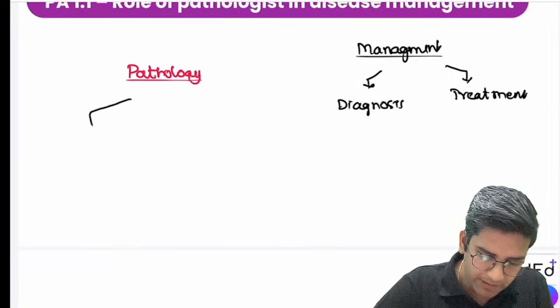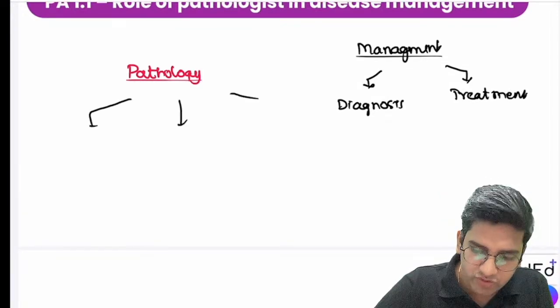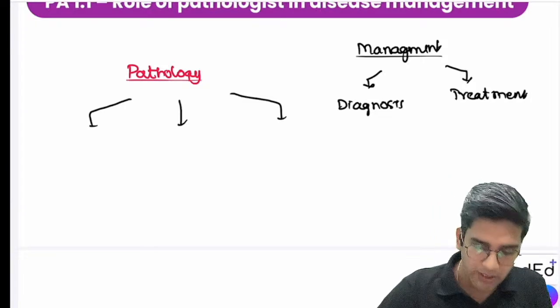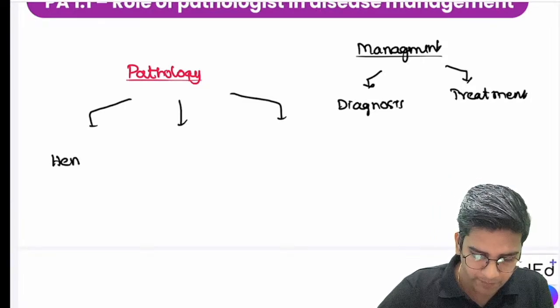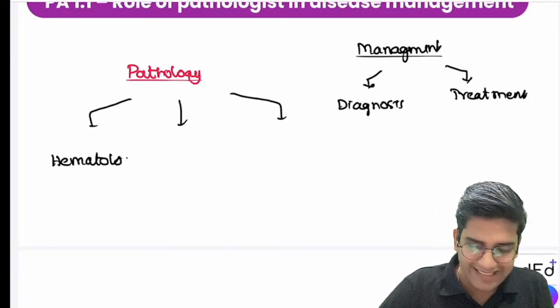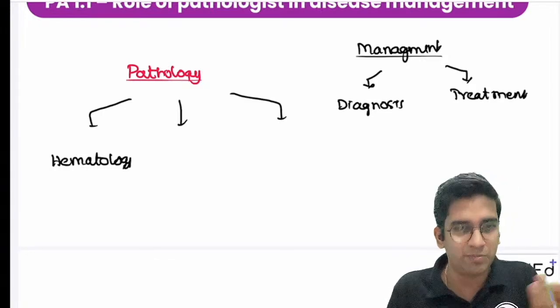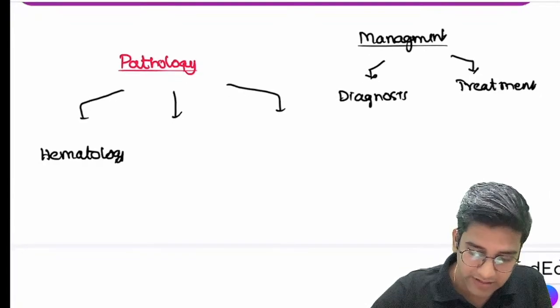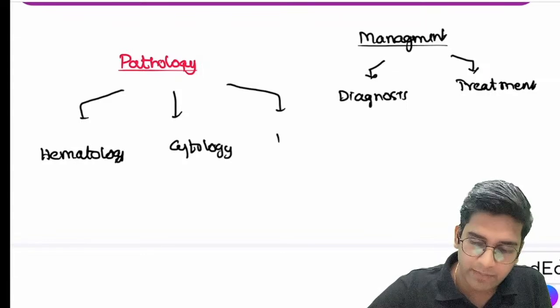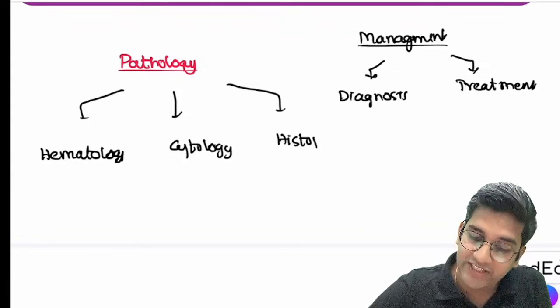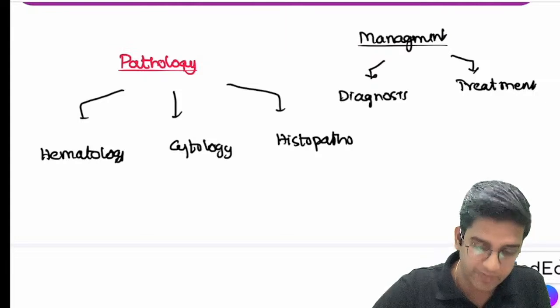So in the pathology department, there are traditionally three broad segments of pathology. One, we have hematology. Hematology, as the name says, deals with blood. Perfect. So one is hematology. The other department is cytology. The other department is histopathology. These three are the traditional departments of pathology.